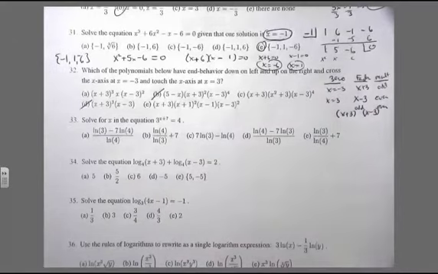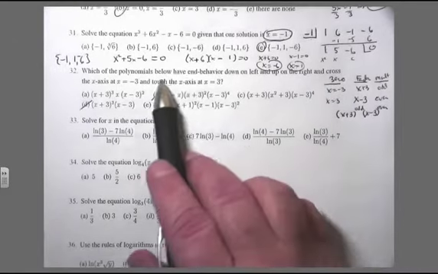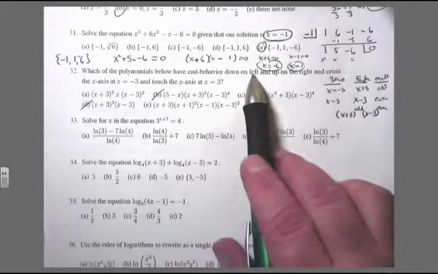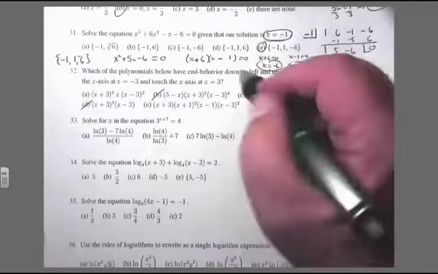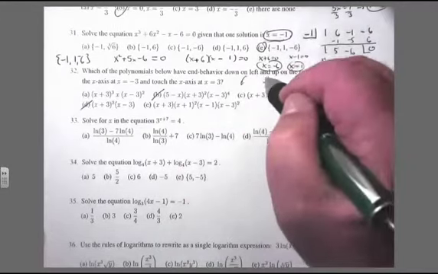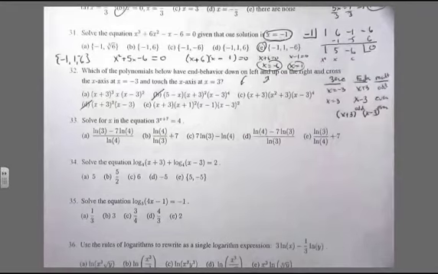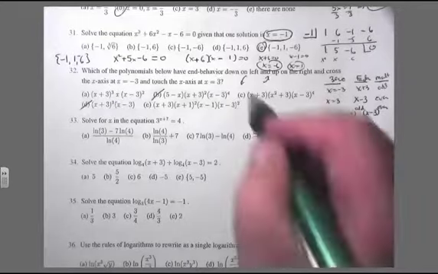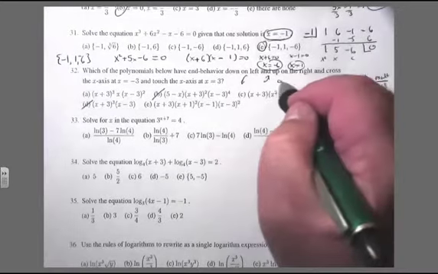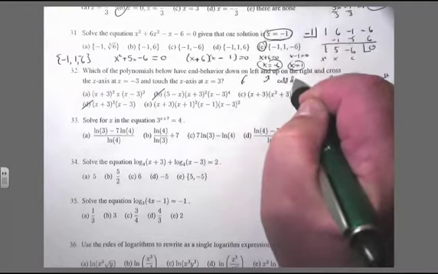Okay, but now let's talk about end behavior. If I'm down on the left and up on the right, what kind of degree do I have to have? What is the degree if I'm down on the left and up on the right? If they're in the same direction, it's an even degree. If they're in opposite directions, it's an odd degree. Down on the left, up on the right means I have to have an odd degree.